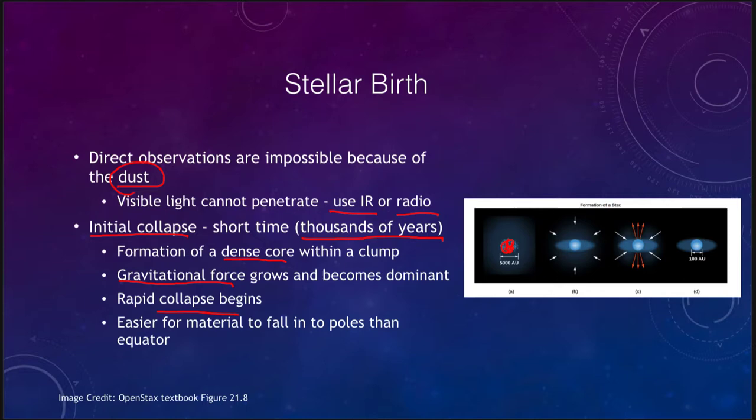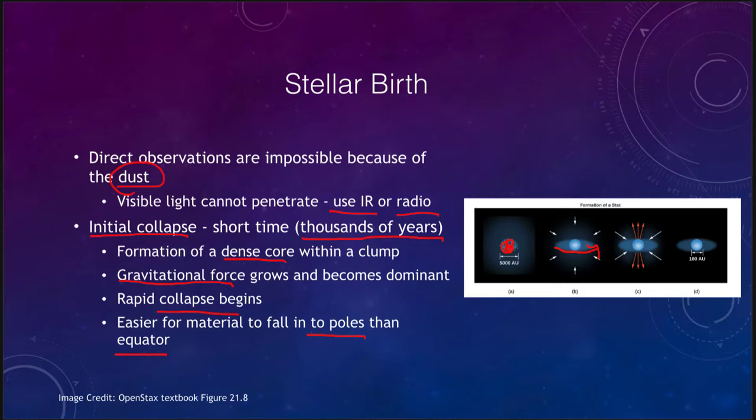Now, it's a lot easier for the material to fall in along the poles than it is along the equator. Material that is rotating around in the disk will have a much harder time losing that rotational energy. Material that is just scattered around, not having a lot of rotation, will be able to compress a lot easier. So the material will tend to collapse into a disk as the clouds and bits of clouds collide with each other and lose energy, dropping down to a lower level.